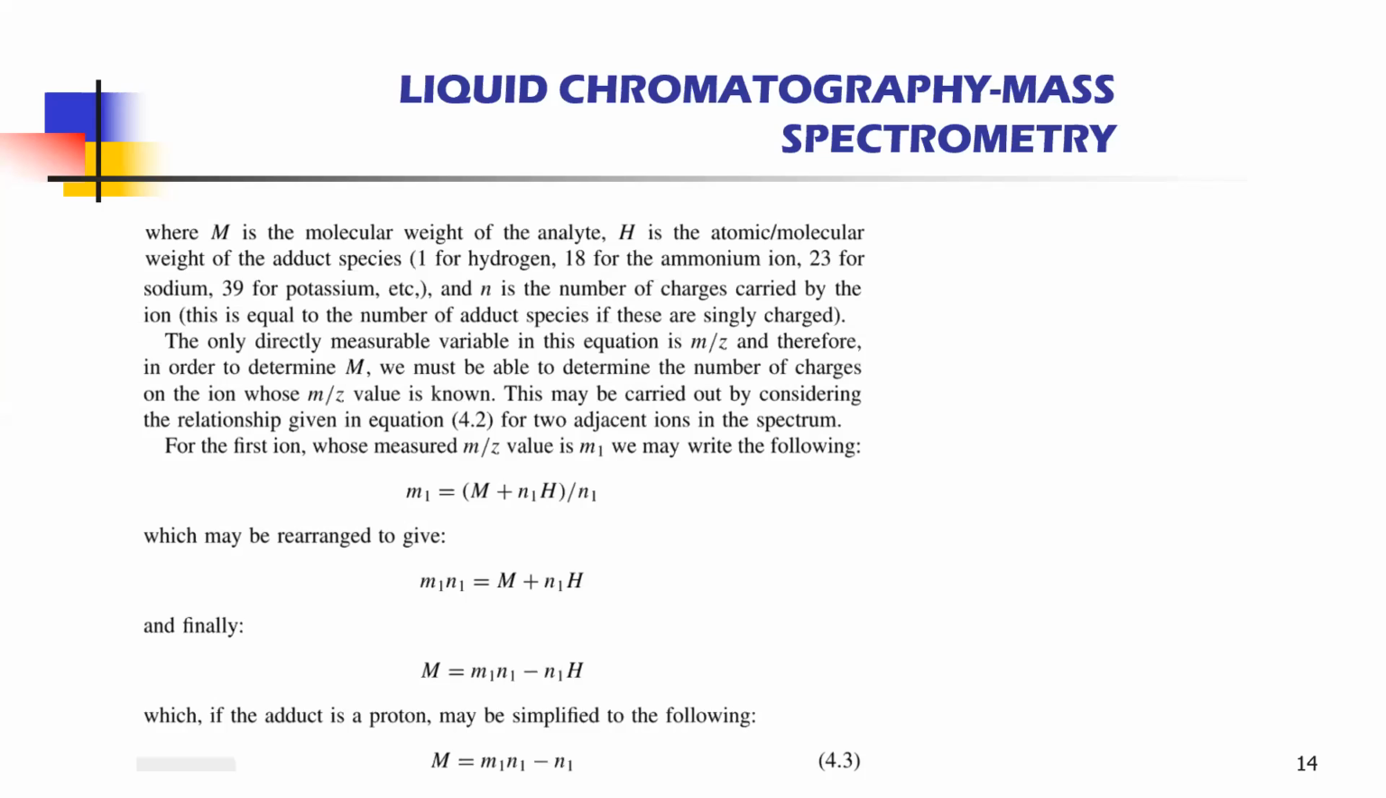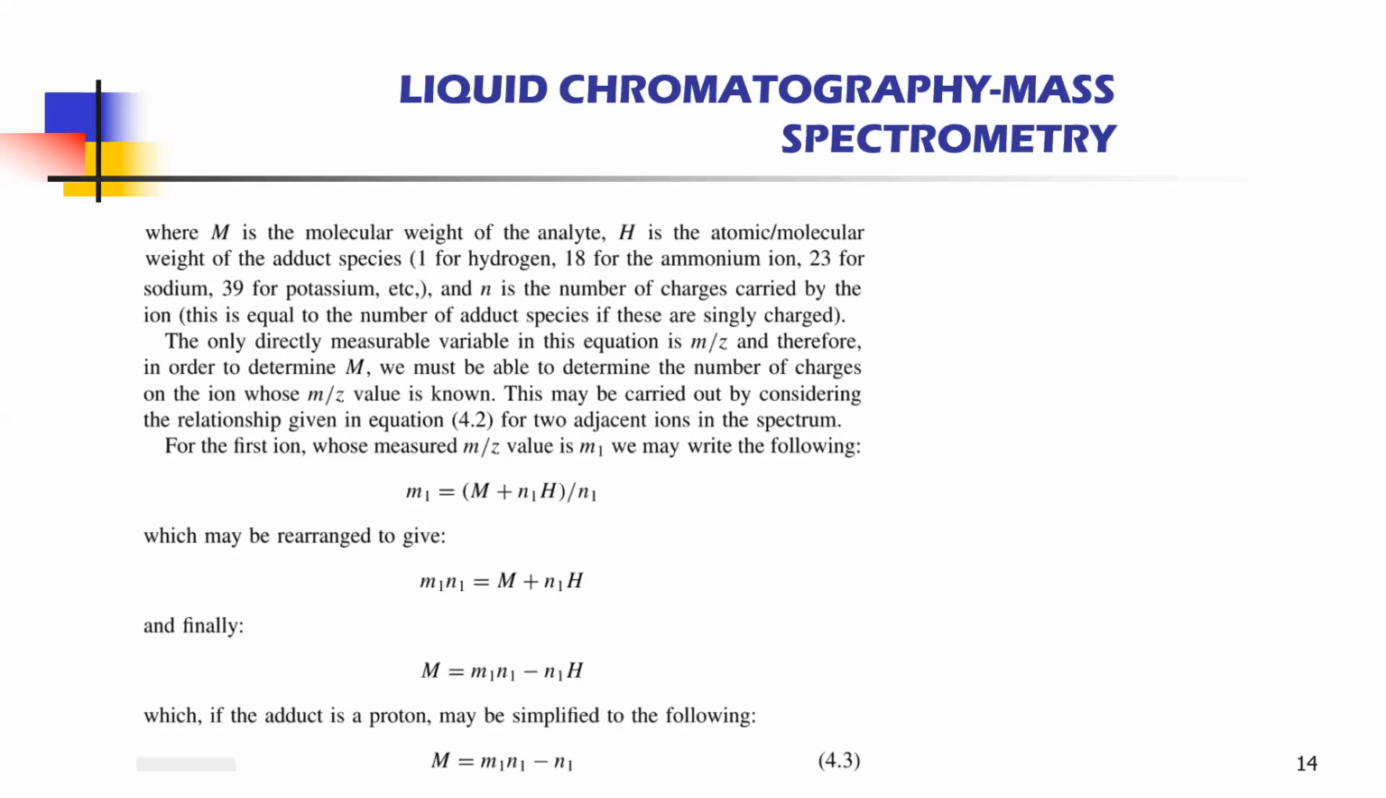In place of H, we can write either H, ammonium, sodium, or potassium, and write the weight that is added up. So M1 will be the molecular weight of the analyte plus the number of adducts that are getting added up. Suppose we are getting one hydrogen added up. The molecular weight of hydrogen is 1, so 1 into 1 will get added up upon N1. The number of protons added up is 1, so it will be divided by 1. This may be rearranged to give M1 N1 is equal to M plus N1 H.